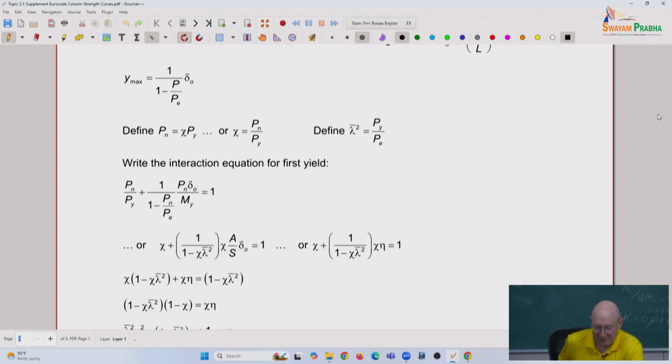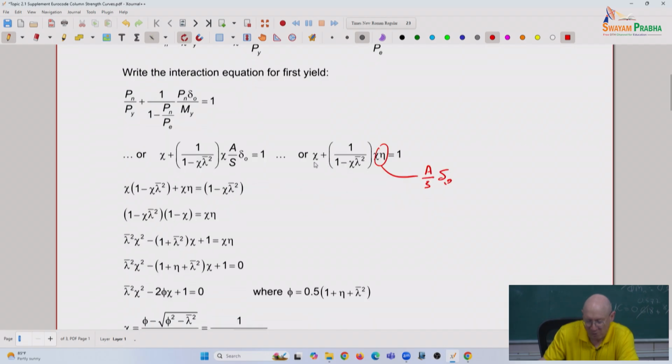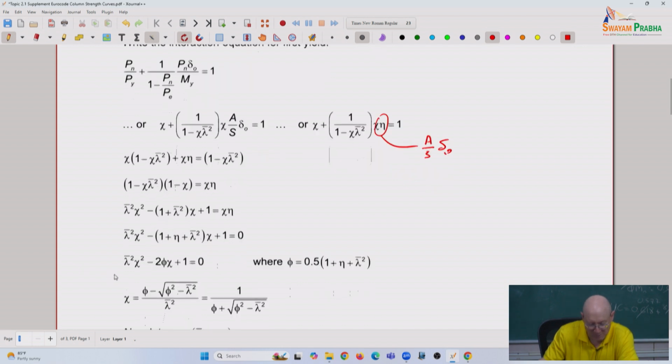Or to simplify terms, let's take this term and call it eta. So eta is basically A divided by S times delta naught in this derivation. So now I've got a formula that is relatively simple. If we now try to solve this formula for the chi value at which this equality holds, we do a lot of algebraic manipulations to get it down to this form.